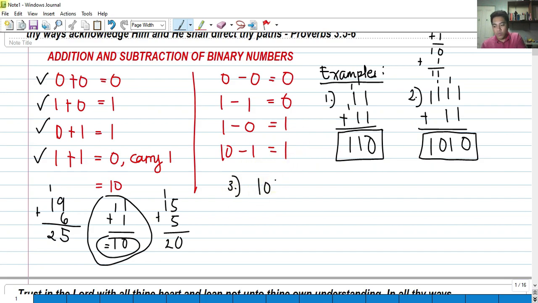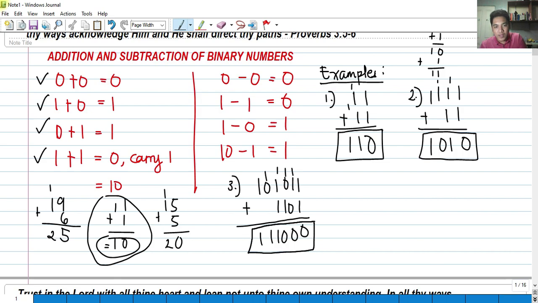So we have 1, 0, 1, 0, 1, 1, plus 1, 1, 0, 1. Again, 1 plus 1 is 0, carry 1. We have 1 plus 1 plus 0, which would be 0 again, carry 1 here. And then we have 1 plus 1 again, that is 0, carry 1 here. And 1 plus 1 is 0, carry 1, plus 1, that would be 1, carry 1. 1 plus 0 is 1, then bring down 1. So we have the answer for this binary problem.